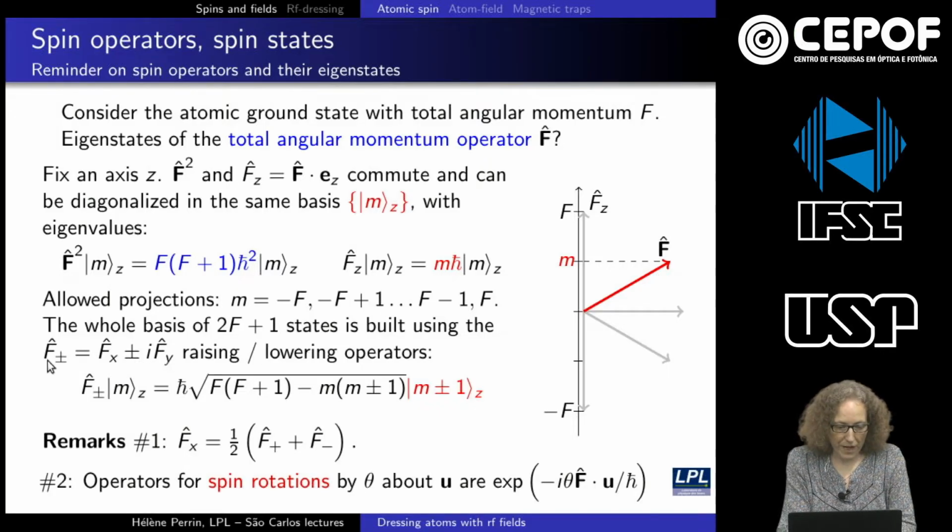So of course, if I write F plus minus i F y like that, it means that Fx is the sum of F plus and F minus divided by 2.